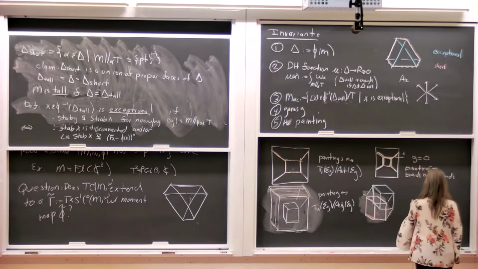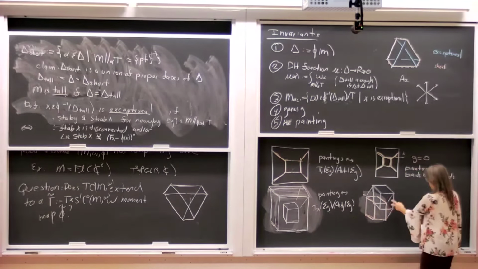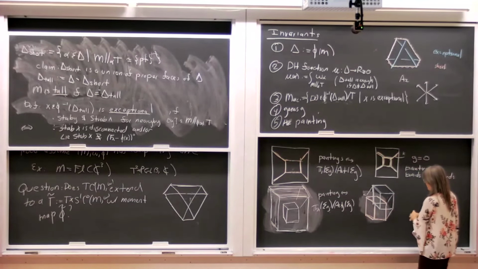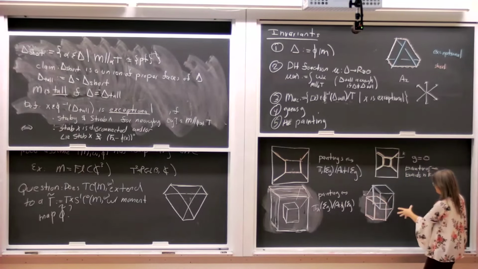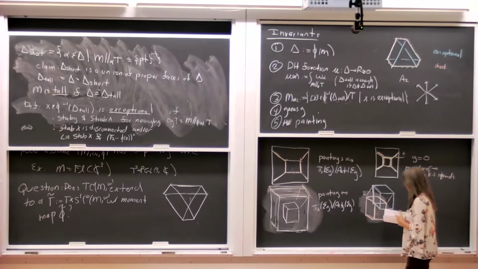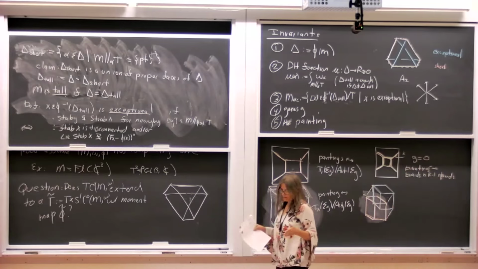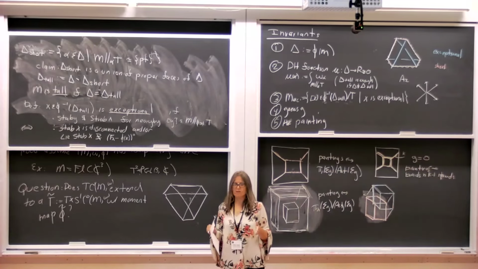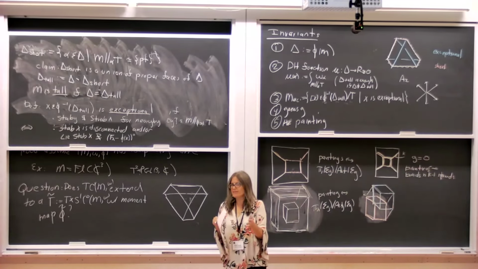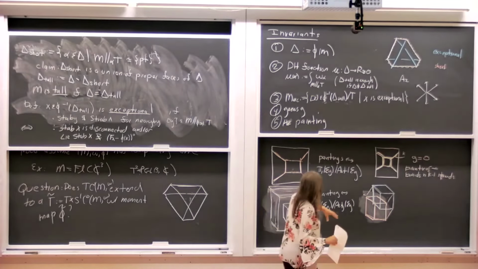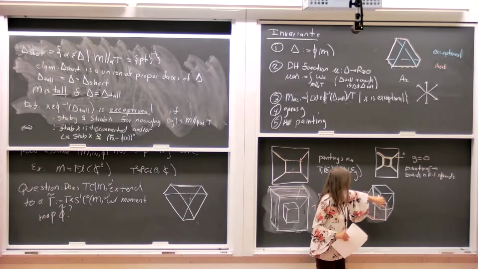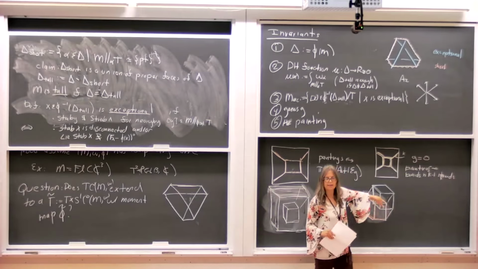And this has kind of burst my capacity to draw. But what this is meant to be is a projection of the 4-cube, where I took the 4-cube and made one of the sides kind of small. So this is a copy of the 3-cube and this is a copy of the 3-cube. Those are the two ends.